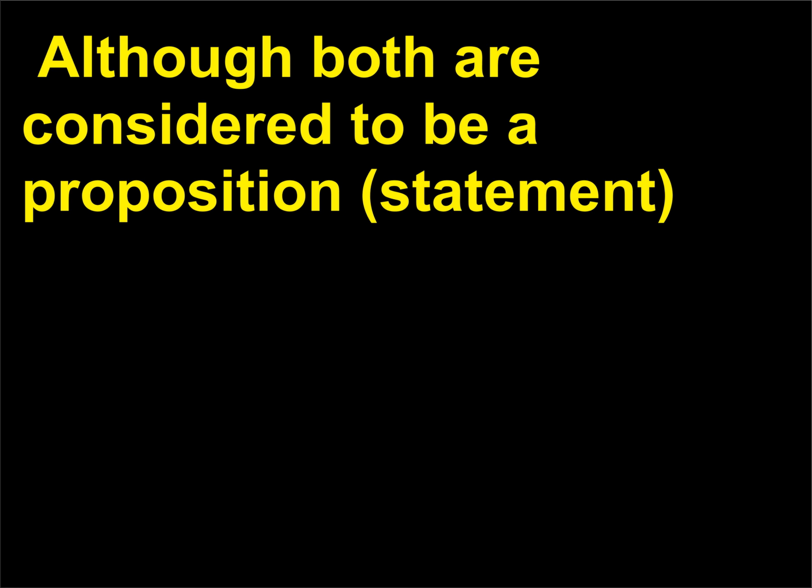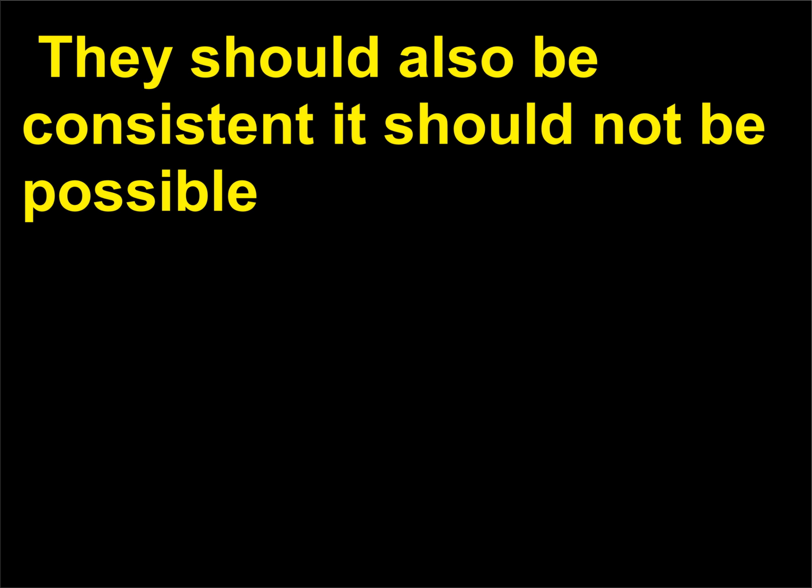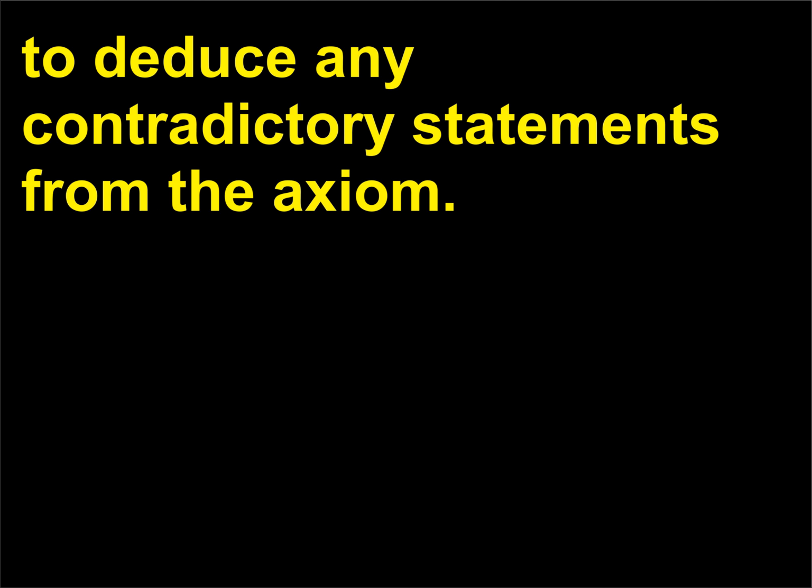An axiom in mathematics refers to a general statement that is true without proof, and it is often related to equality, such as 2 things equal to the same thing are equal to each other, and those related to operations. They should also be consistent. It should not be possible to deduce any contradictory statements from the axiom.